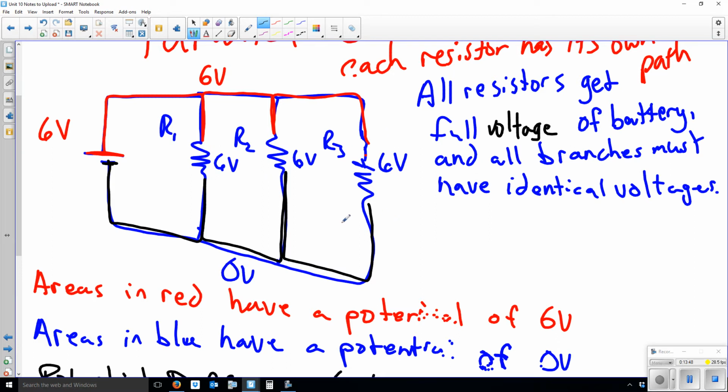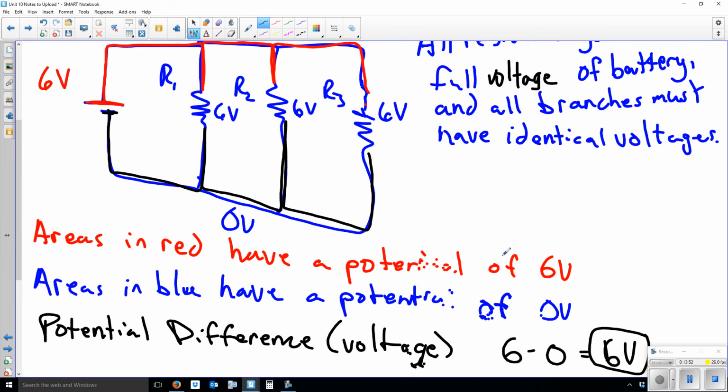Areas in red, potential of 6, areas in blue, potential of 0, or I should really say areas in black, potential of 0. So that means the potential difference, or the voltage, is 6 minus 0, or 6 volts on every one of those resistors, which is the same as the battery, as it should be.